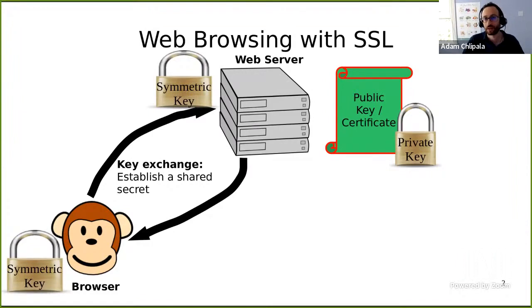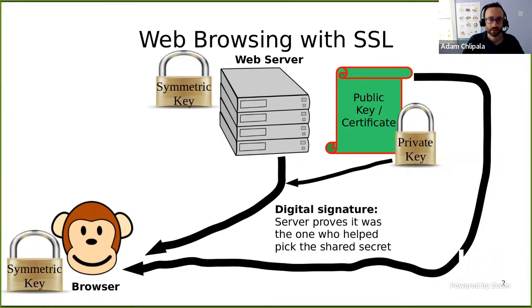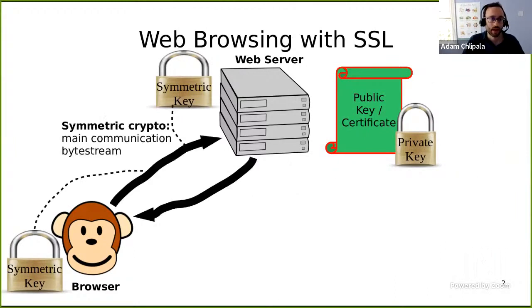But the browser still wants to know that it was talking to the right party there. So it gets a hold of the public key and the certificate and challenges the server to prove that it knows the private key through a digital signature. And the browser can check that and make sure that everything is legit here. And after that, we can have the main communication be carried out using symmetric crypto algorithms, which are faster than public key algorithms, using the symmetric key that was agreed on. So this is going on every time you see an HTTPS URL in your browser, and indeed for every individual hit to the web server.